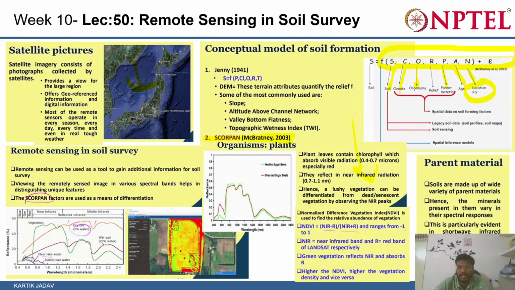Then we have also talked about the NDVI concept. We know that plant leaves contain chlorophyll, which absorbs visible radiation in the range of 0.4 to 0.7 micron. They reflect near infrared radiation, at 0.7 to 1.1 micron, and hence lush vegetation can be differentiated from dead vegetation by observing near infrared peaks. NDVI, the normalized difference vegetation index, is used to find the relative abundance of vegetation. NDVI is calculated as NIR minus R divided by NIR plus R, and it ranges from -1 to +1.